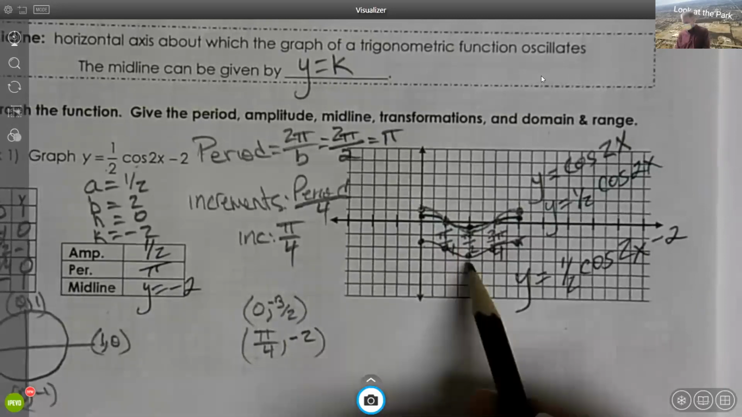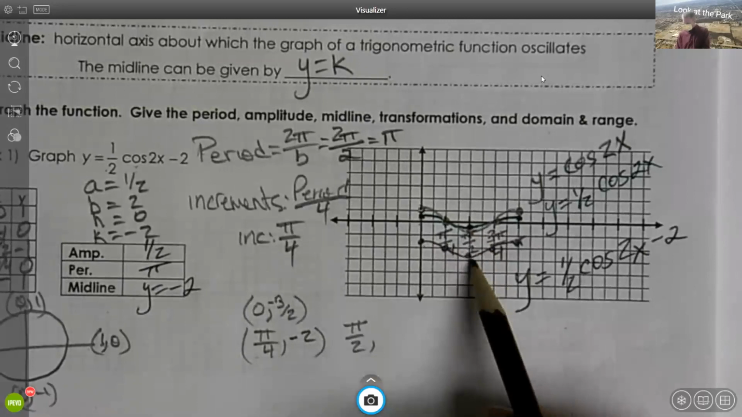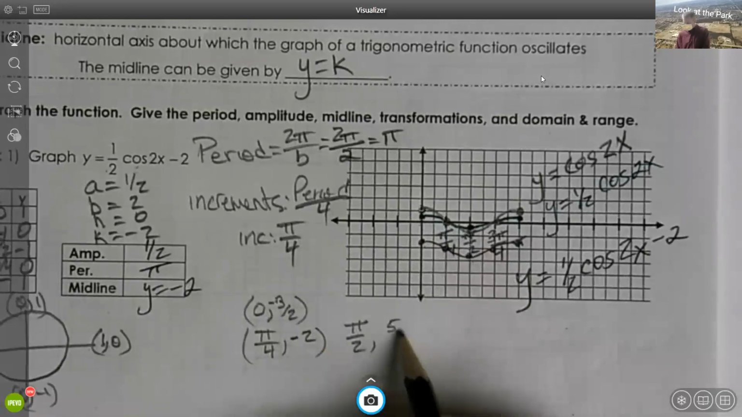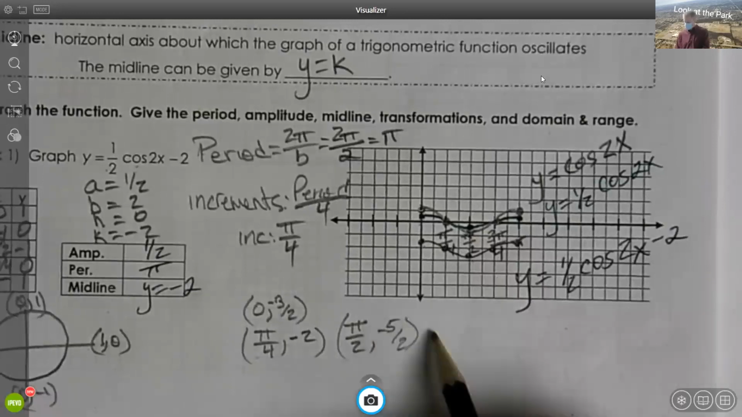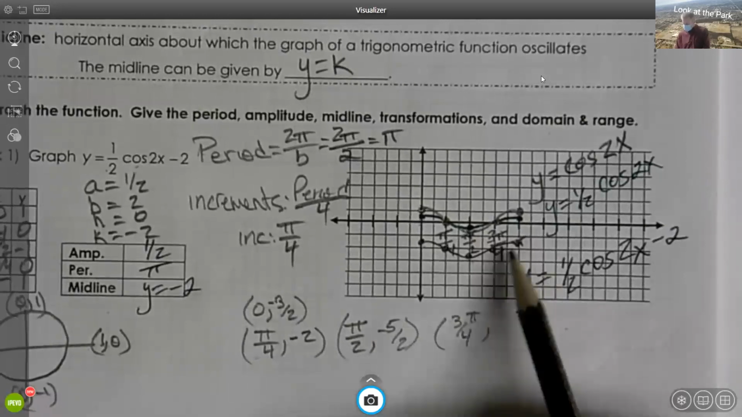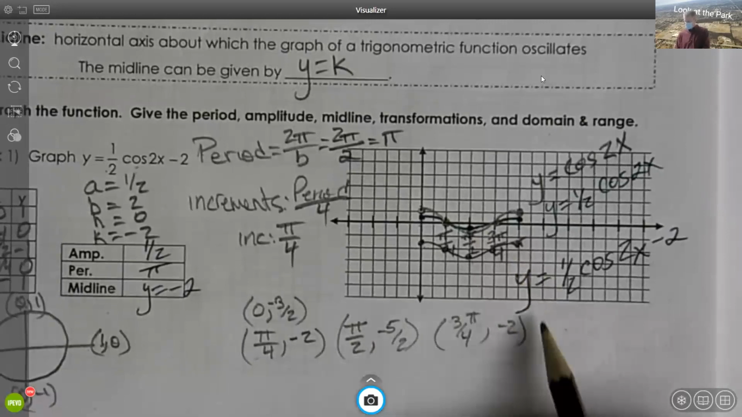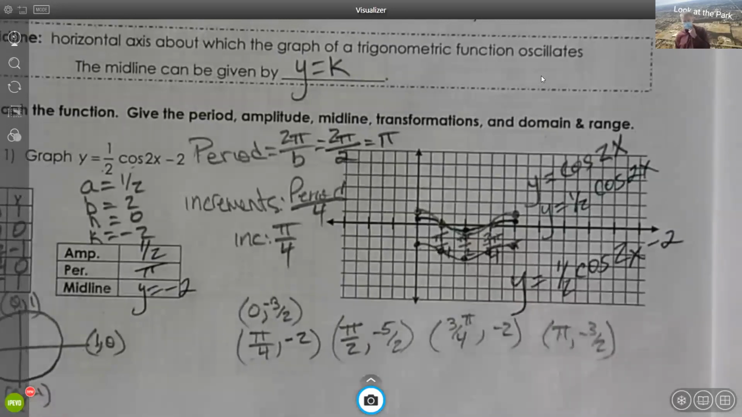We have another point over here, which is out at pi over 2, and we're down 1, 2, 3, 4, 5 over 2, and that's negative. And we've got another one at 3 pi over 4. And we're down at -2. And then our final point out there is at pi, and we're down at -3/2. So those are the actual coordinates that we plotted.